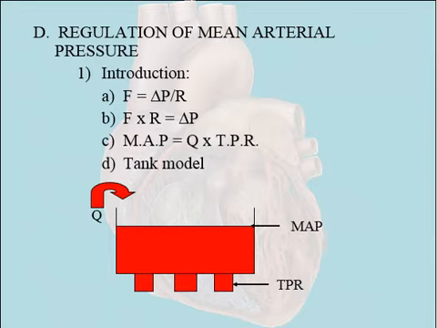Let's go back to bulk flow again. Flow is equal to the difference in pressure over resistance. Now I'm going to use algebra again. Algebra tells us that we can rearrange this equation.